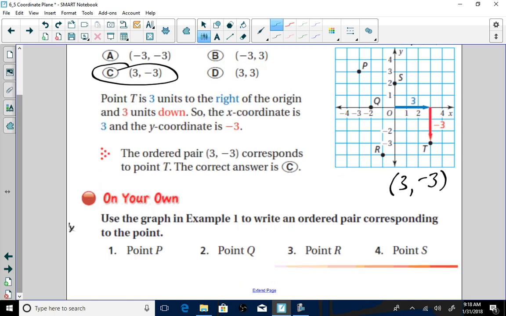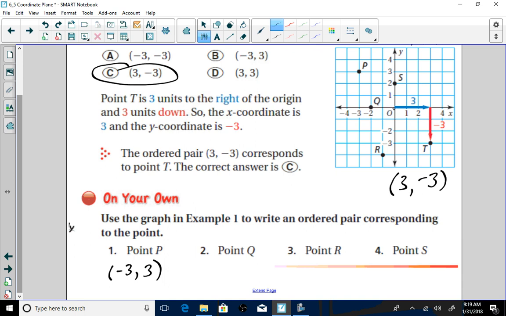So on your own, if we have to locate each one of these points, I'd ask you guys to stop the video and see how you would do locating these points. But I'm going to do these right now. Okay, let's locate point P. Point P is located 3 units to the left on the x-axis. We always do our x direction first. So 3 units to the left means that our x value is going to be negative 3. I go 3 units up in the y direction. That means my y value is going to be positive 3. So point P is located at negative 3, comma 3.